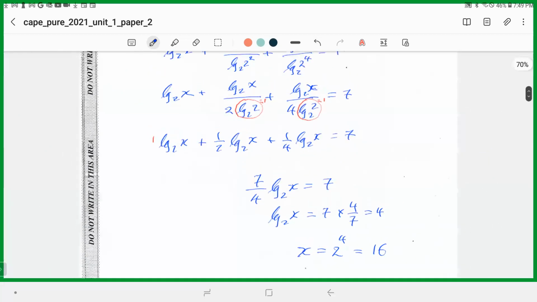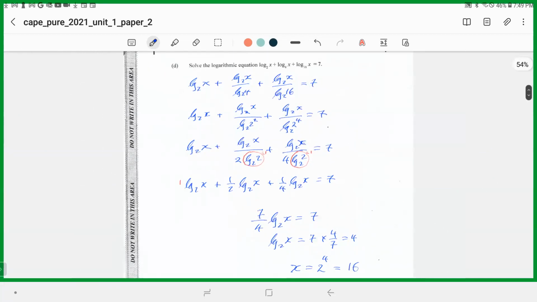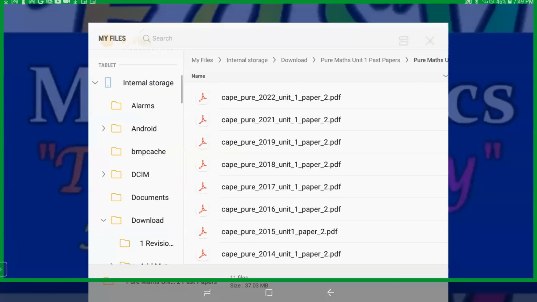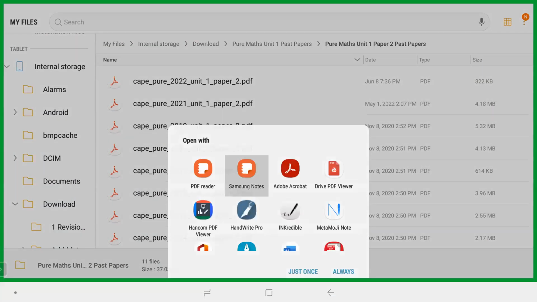Understand it better now? Yes, sir. All right. 2021. Let's look at 2020, 2019, because there's no exam in 2020. 2019. More maths equals better maths. Let's go.